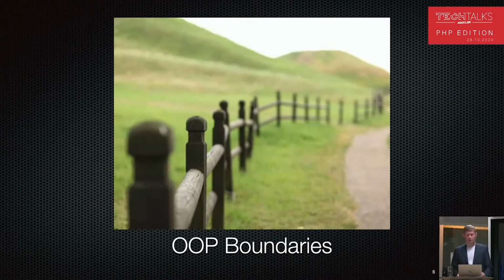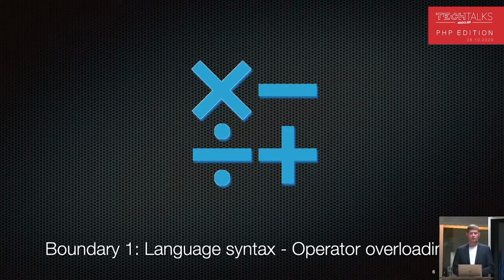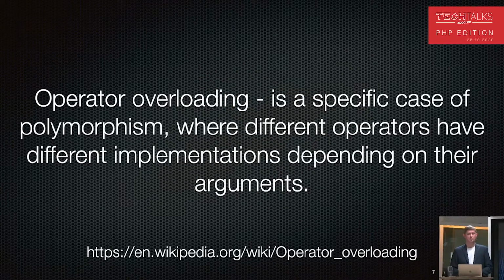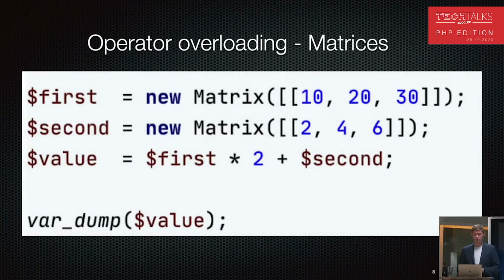Let's move on to existing boundaries. First of them is language syntax. For example, if we would like to overload an operator, it's a special kind of polymorphism where different operators and different classes can define their own rules, for example, how we can add two different objects, or we can define a special rule to multiply matrices.